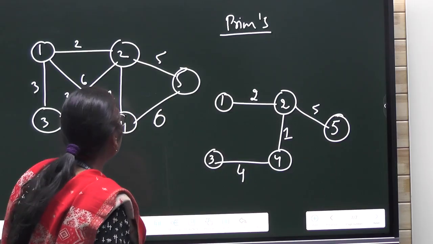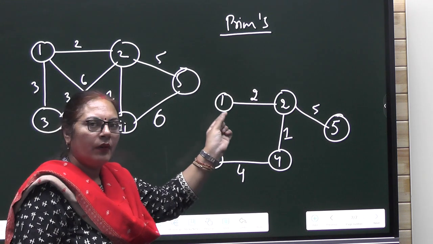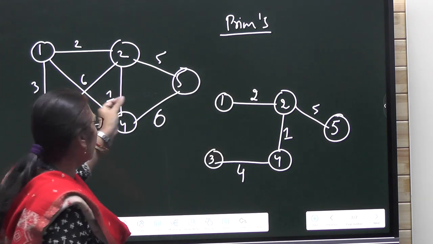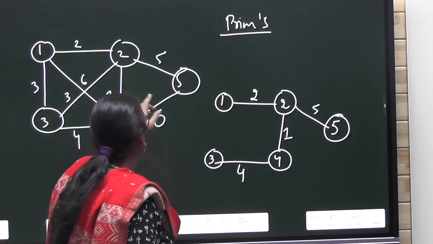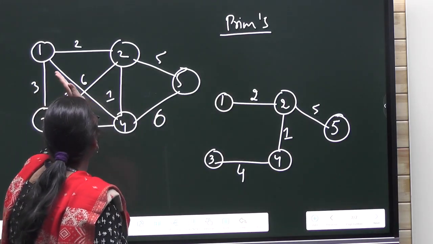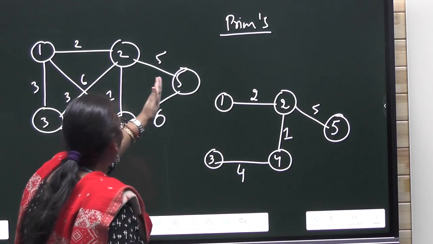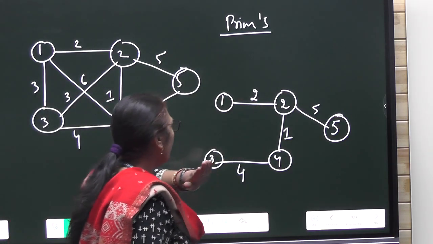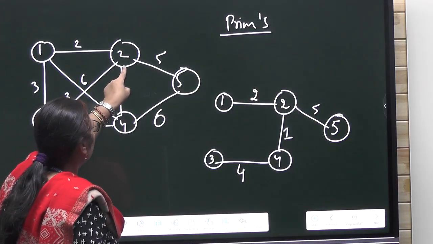So once again we will check how we are approaching. We will pick one arbitrary vertex as the starting vertex. For example, 1 we have taken as the starting vertex. From 1 I have 3 edges, out of which 2 is minimum. So I have taken 2. Okay.